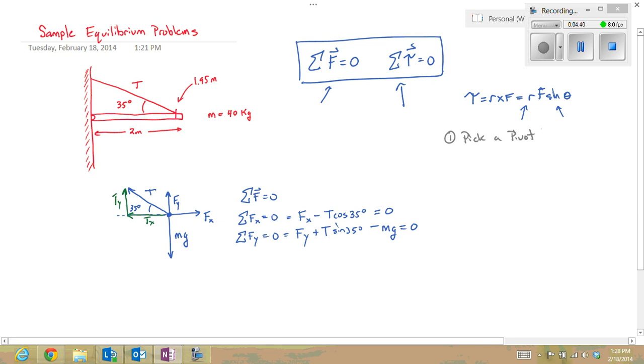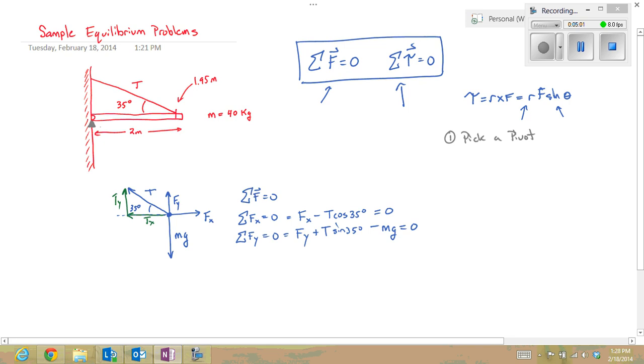Sometimes a problem will lead to a natural pivot location. In this case, the natural pivot location for us to talk about is this hinge point on the left-hand side. So I'm going to count that as my pivot point, and now I'm going to measure radii and angles with respect to that pivot point.